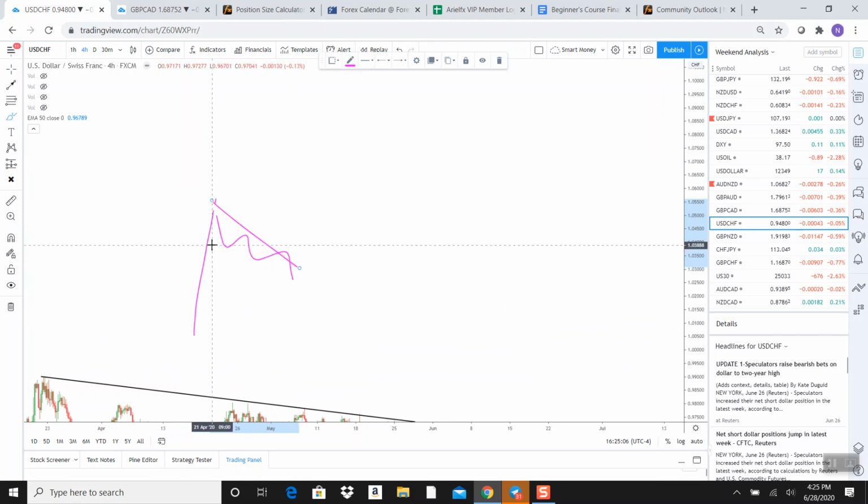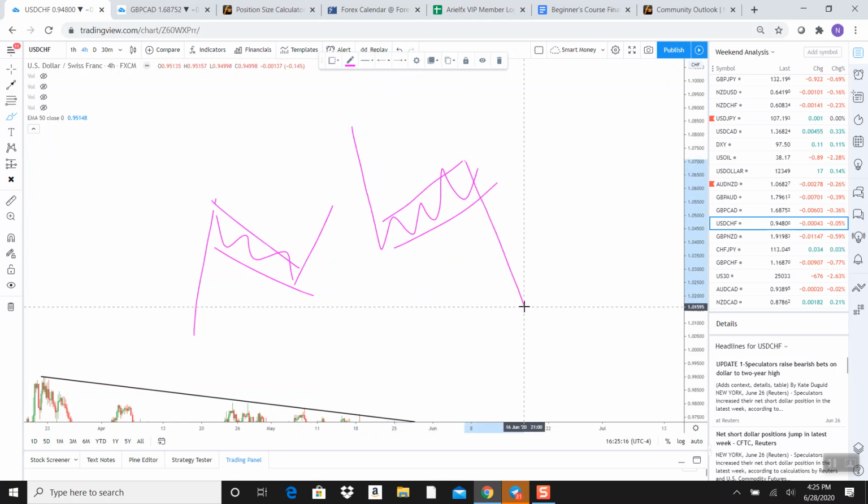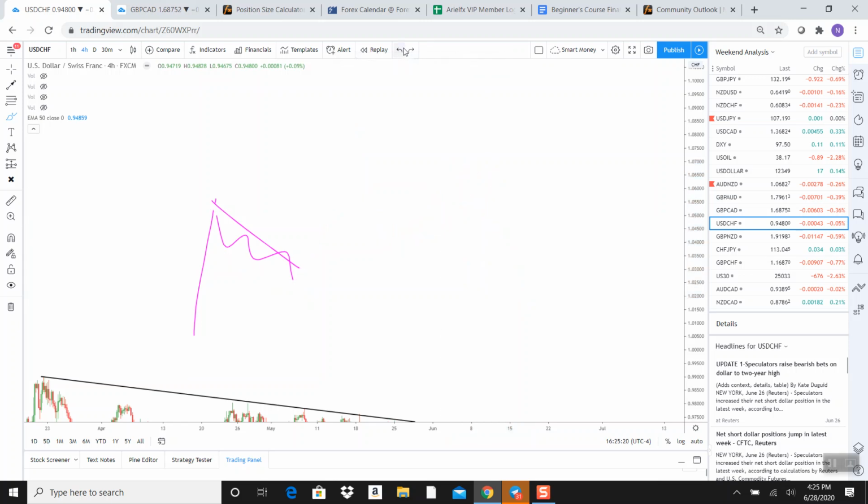All right, so you have the flag, and we push to the upside. A bear flag is the same, but just the inverse. Push down, pull back up this way, forming that bear flag, and then push to the downside. A duplication of this. But now a rising wedge and a falling wedge is something a little bit different.